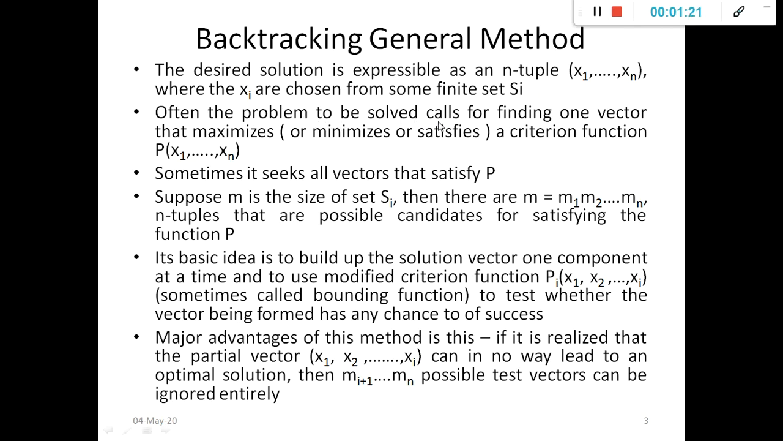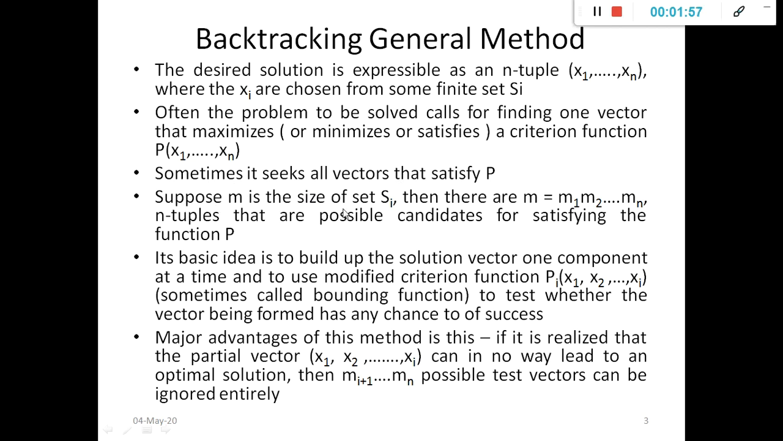Often the problem to be solved calls for finding one vector that maximizes, minimizes, or satisfies a criteria function P. That is, by using the subset or vector, we can design an optimal solution. That optimal solution must satisfy the constraints given for that problem. Sometimes it seeks all vectors that satisfy P. Some examples will use all the vectors or subsets generated for the given problem to solve the problem.